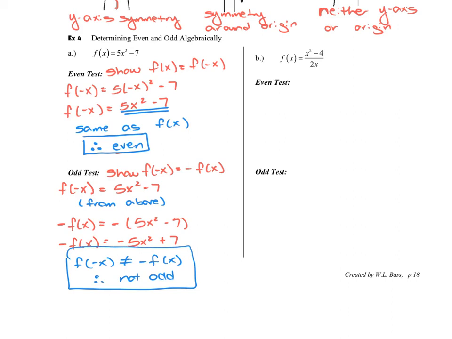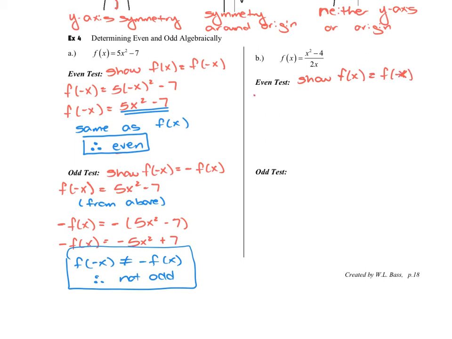So let's do another one. Let's work with one that has some fractions, and then we'll be done with these notes for today. So on our even test, as we said earlier, it's always good to rewrite these. We are going to show or determine, because we're not really sure quite yet what it's going to be, if f of x is equal to f of negative x.